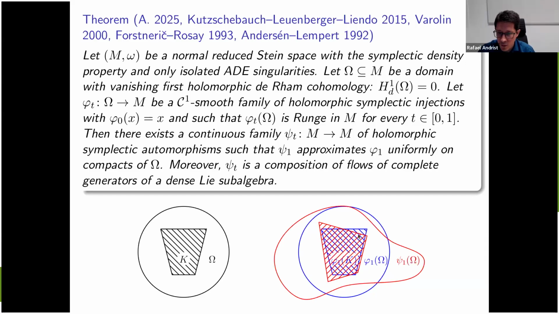So on this compact, I will be close. If I go to the boundary of the domain, of course, it will be horrible. But on the compact, which I can choose as large as I want inside the domain, I can get this approximation.